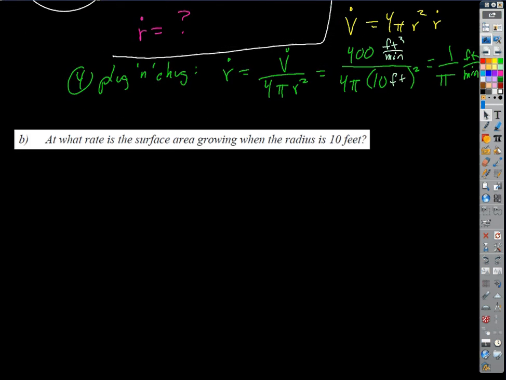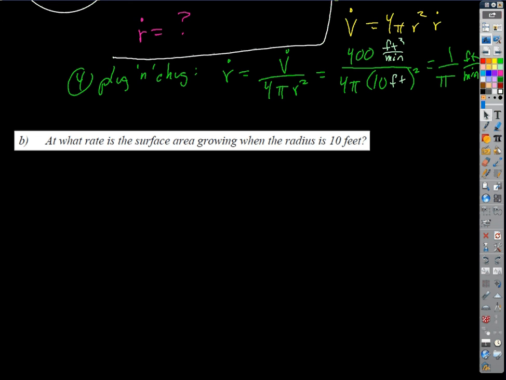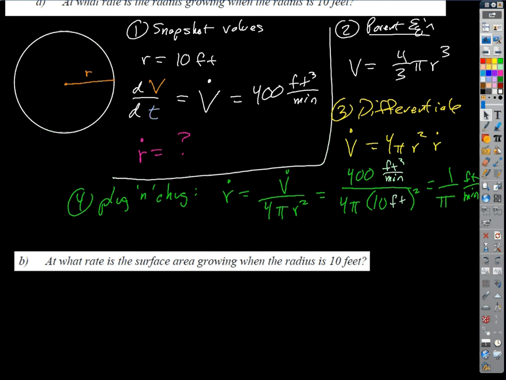Okay, so what about part 2 then? At what rate is the surface area growing when the radius is 10 feet? Well, this is really just a separate question, but we can just tack this on to the work that we did up here, right? So what is that asking us now? We've got all the same snapshot values. We could even fill in the blanks here for r dot. We now know that it's 1 over pi. What's the only additional thing we're trying to find in part 2? Surface area. Good. So we would just have S dot equals whatever, right?